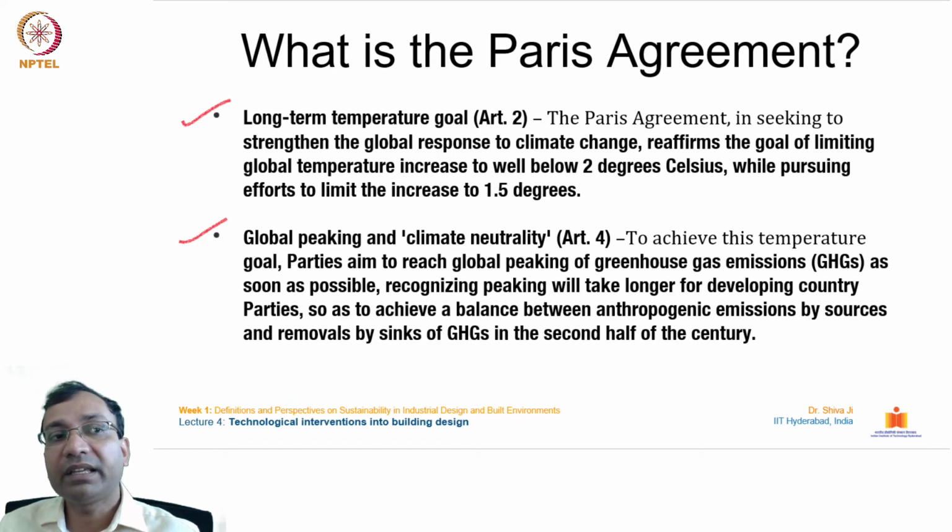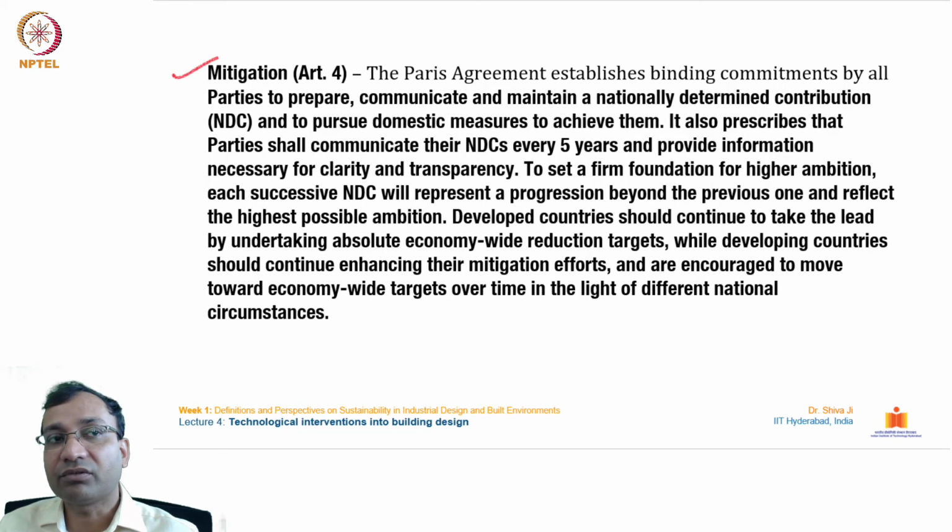Secondly, global peaking and climate neutrality, Article 4. To achieve this temperature goal, parties aim to reach global peaking of greenhouse gas emissions as soon as possible, recognizing peaking will take longer for developing country parties, so as to achieve a balance between anthropogenic emissions by sources and removals by sinks of GHGs in the second half of the century.